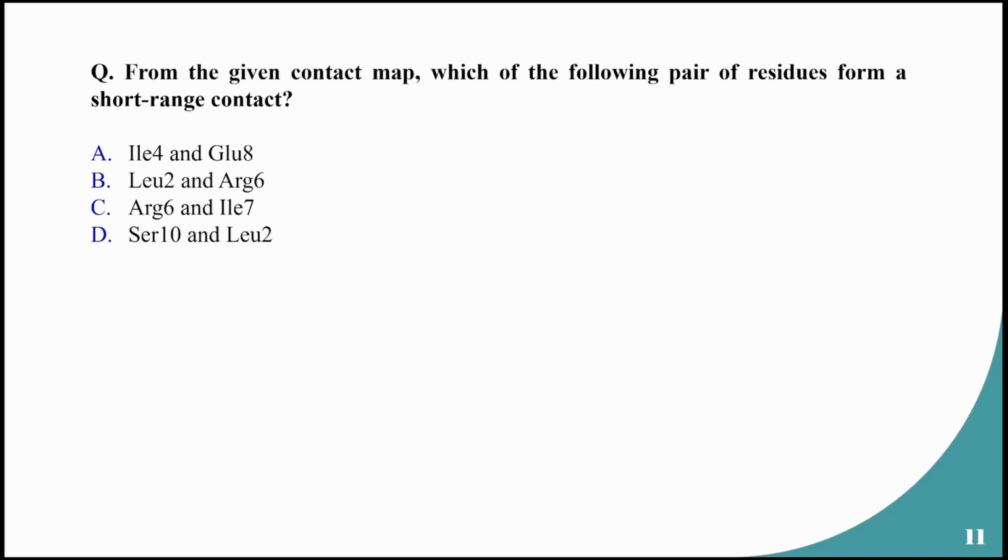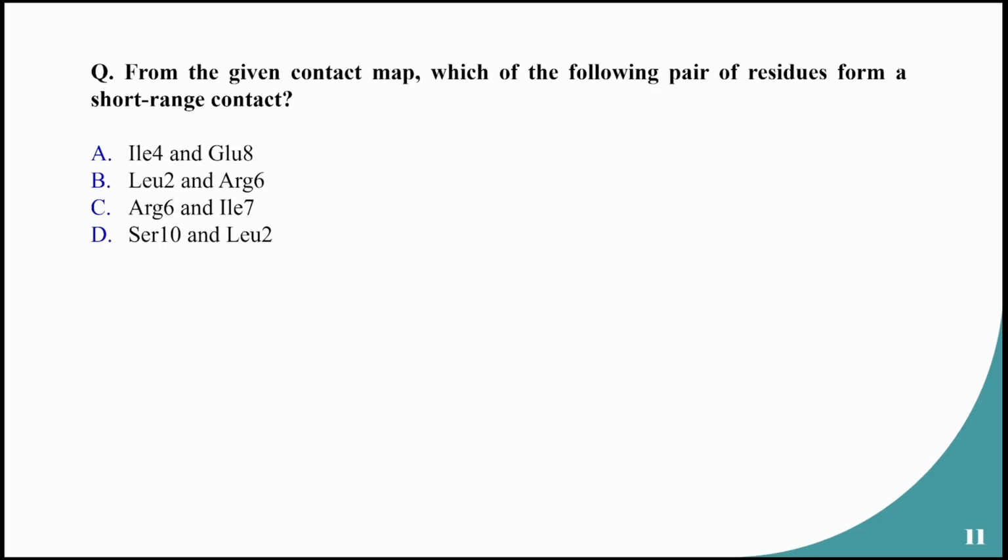So short range contact usually means that the two residues are of course forming the contact. That means in the 3D space they are close by, but they are also in a very close position in the sequence space. For example, one residue could be in the 20th position, and the other residue could be in the 23rd position, right? So they are three residues apart in the sequence space. They are in a close position in the sequence space, and if they are also forming contact in the 3D structure, then they are forming a short range contact.